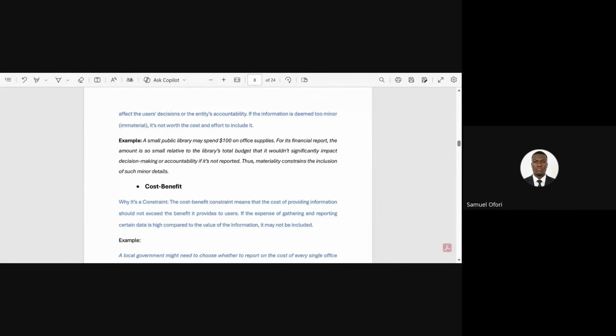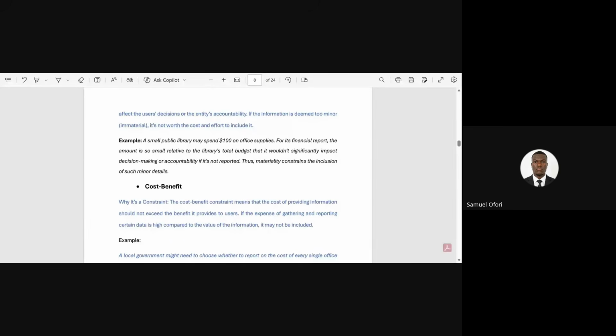The cost benefit constraint means that the cost of providing information should not exceed the benefit it provides to the users. If the expense of gathering and reporting certain data is high compared to the value of the information, it may not be included. Let's say we want to do research on how we are able to impact the society. By looking at the cost involved, if the benefits or the value to the people will not be so high, then I don't think there will be a need. That's what this particular constraint is talking about.